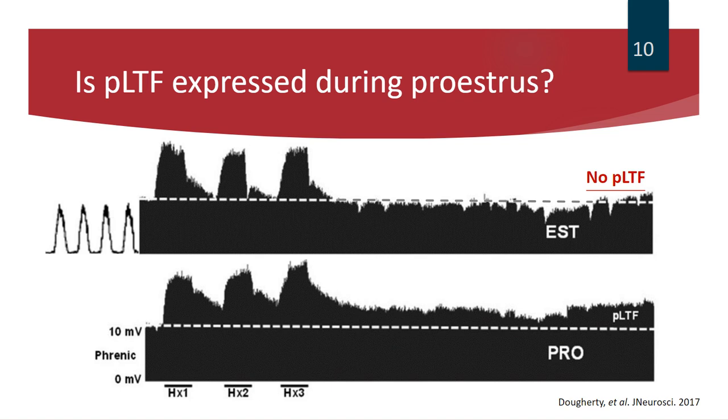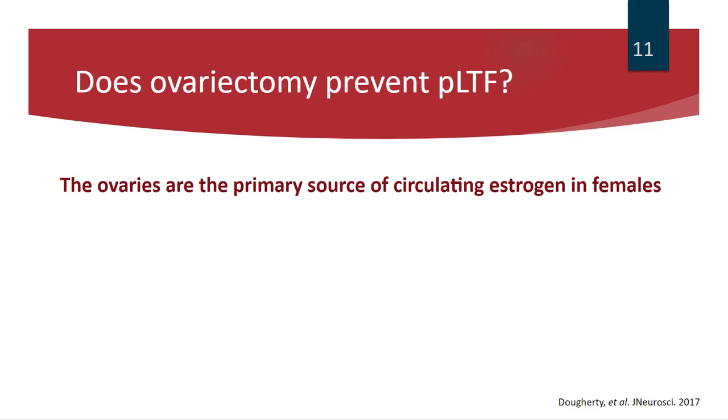So then the next step we thought to ourselves was, okay, if high levels of circulating estrogen are necessary to enable neuroplasticity in females, then what would happen if we removed the primary source of estrogen? So in females, the ovaries are the primary source of circulating estrogen, and removing the ovaries is a procedure called ovariectomy. Now, we hypothesized that ovariectomizing young female rats would cause a loss of phrenic long-term facilitation.